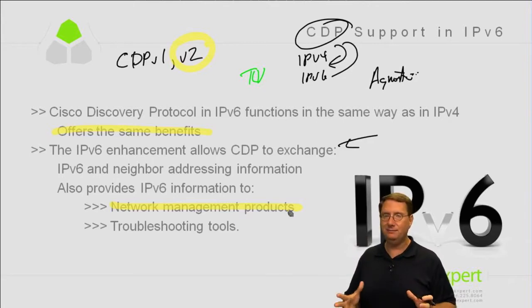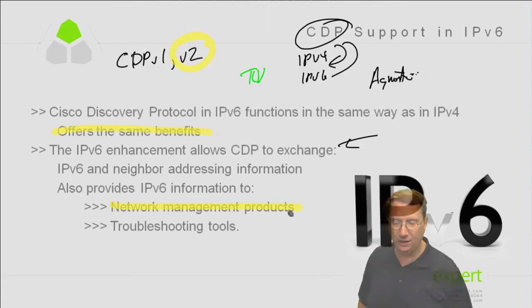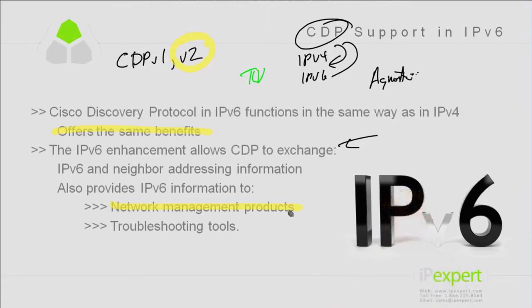CDP is something that we take for granted, but it's going to actually be related to almost everything that we're going to be talking about in the future. And it's going to be through this idea of entanglement that I discussed. Now, keep in mind, CDP also allows us to exchange information about our IPv6 and our neighbor address information. So it's no different than IPv4.